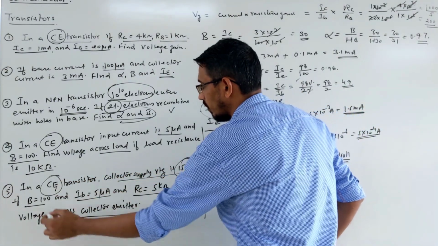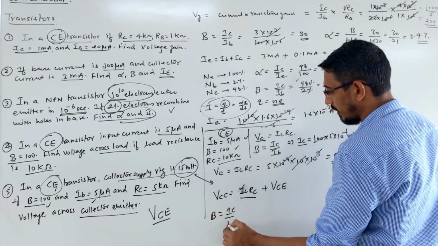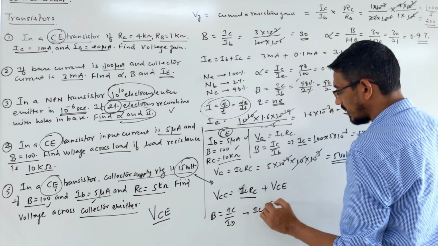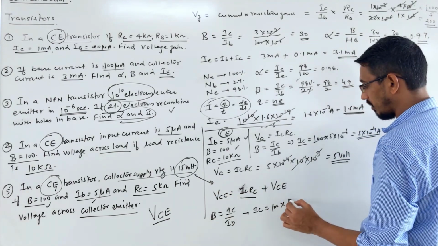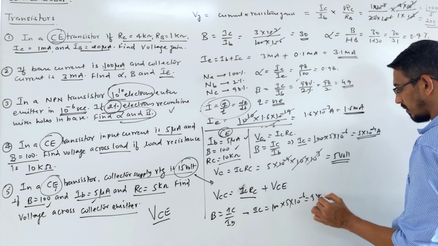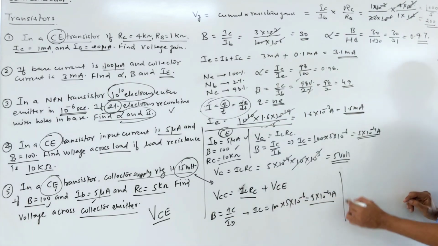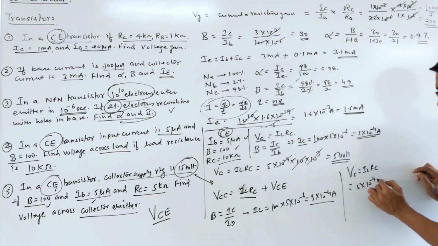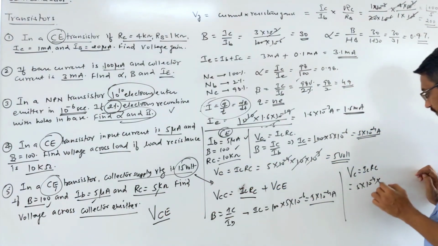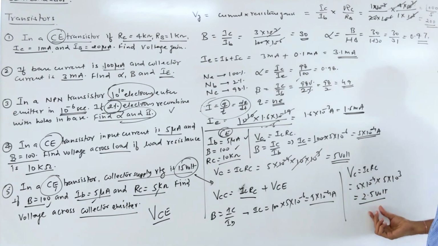Common emitter mode is given, beta is given, and input current is given. Let's find IC. Beta is equal to IC by IB, so IC becomes beta into IB. Beta is 100 and IB is 5 microampere, which is 5 into 10 power minus 6. So IC is 5 into 10 power minus 4 ampere. Now let's find VC, the output voltage. VC is IC into RC: 5 into 10 power minus 4, and the resistance given is 5 kilo ohm, which is 5 into 10 power 3. So this becomes 2.5 volt. This is the output voltage, correct?